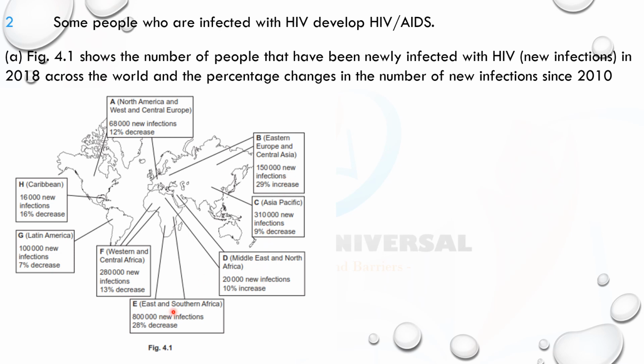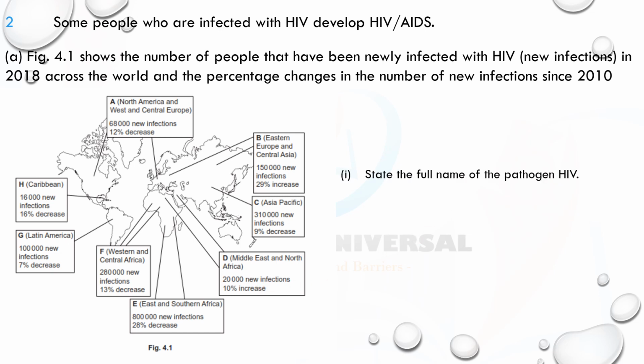The one that has the lowest decrease is Latin America. Of course, the ones that have increased: others have decreased except Eastern Europe. You can see this is a 9% increase. And look at another one that has increased, the Middle East, 10% increase. So both of them have increases. That's how to describe it.